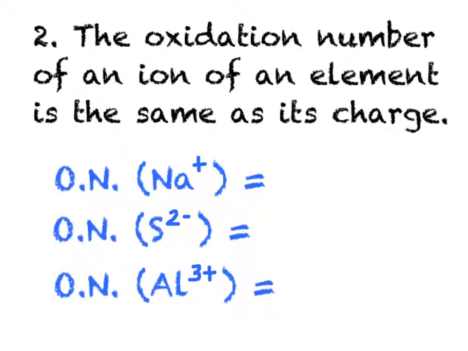Okay, rule number 2. The oxidation number of an ion of an element is the same as its charge. So if we look at some examples, the oxidation number, which we denote as ON, of sodium, we look at the charge of the ion, which in this case is a positive, but there's a 1 in there as well that we need to remember. So the oxidation number of sodium ion would be +1. Don't forget to write that 1 in, it is important. If you look at the next one, the sulfide ion has got a charge of 2-, which means that oxidation number would be -2. Last example, the aluminium ion has got a charge of 3+, which means the oxidation number would be +3.